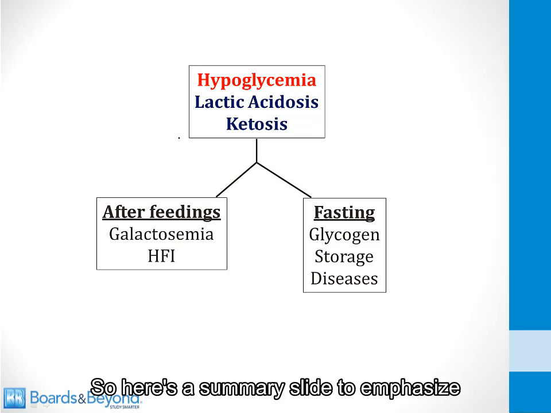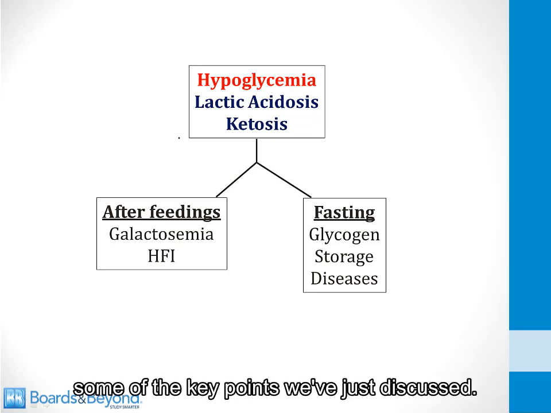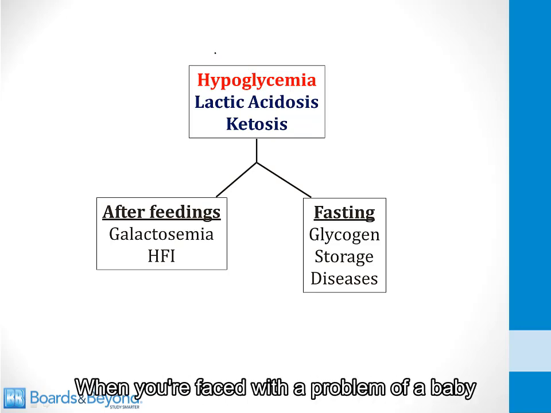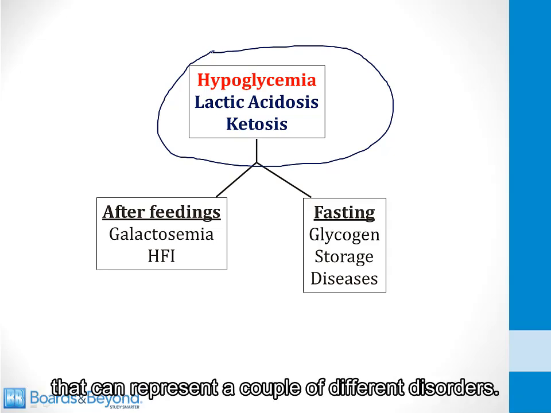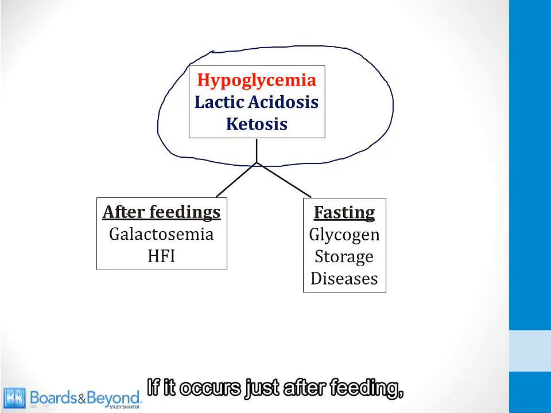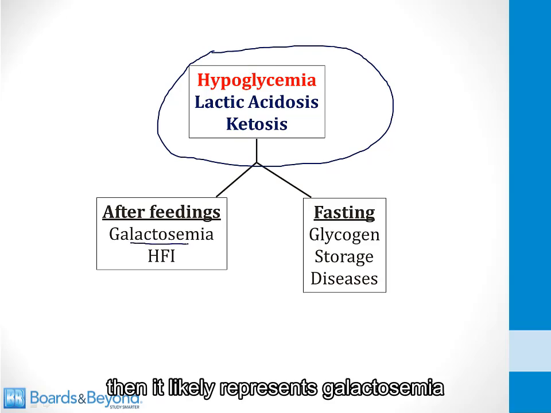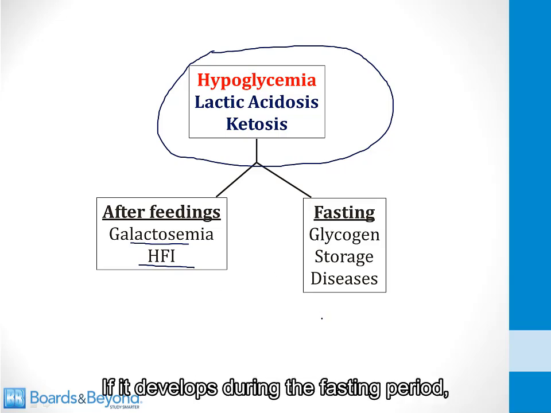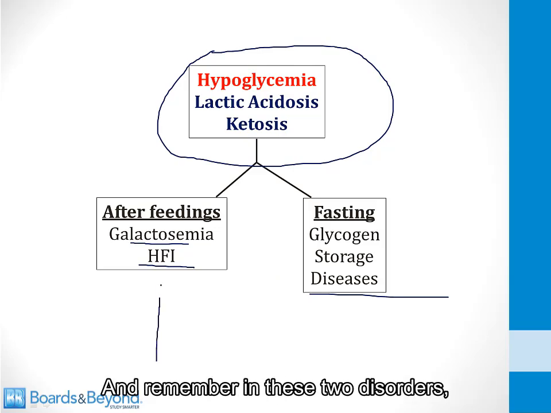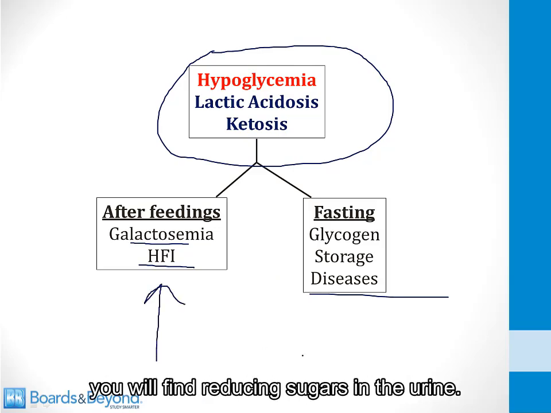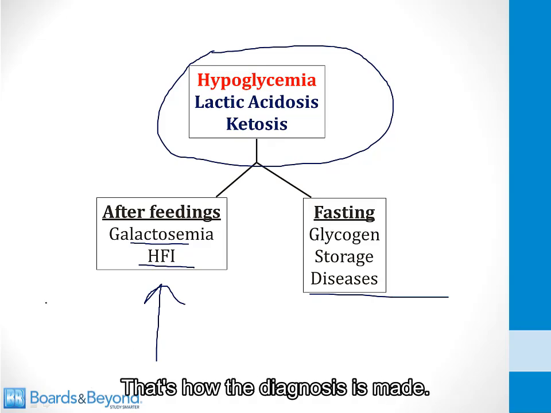So here's a summary slide to emphasize some of the key points we've just discussed. When you're faced with a problem of a baby who has hypoglycemia and lactic acidosis and ketosis, that can represent a couple of different disorders. If it occurs just after feeding, then it likely represents galactosemia or hereditary fructose intolerance. If it develops during the fasting period, then it likely represents a glycogen storage disease. And remember, in these two disorders, you will find reducing sugars in the urine. That's how the diagnosis is made.